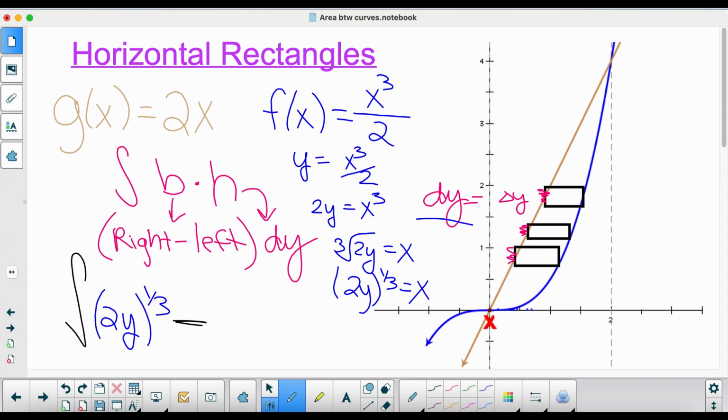minus our function on the left, which again, this is y equals 2x. Divide both sides by 2, and you get y over 2. And then this whole thing is a dy problem.